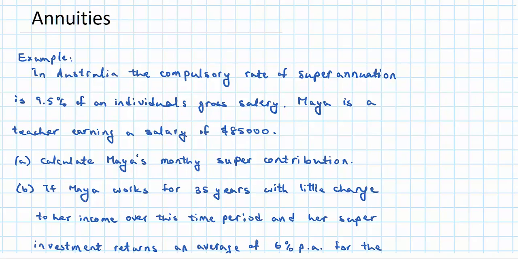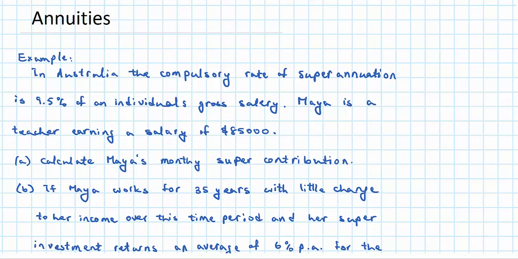I'm now going to look at another application of geometric series. In this case, we're looking at annuities. Annuities are situations where a fixed amount is consistently being placed in an investment or in a bank to accumulate.